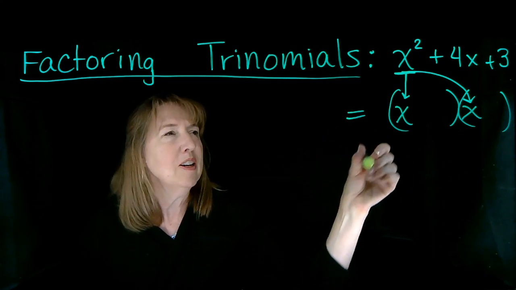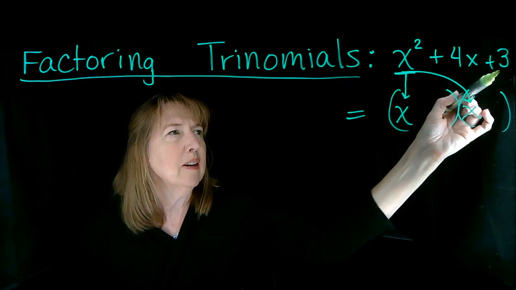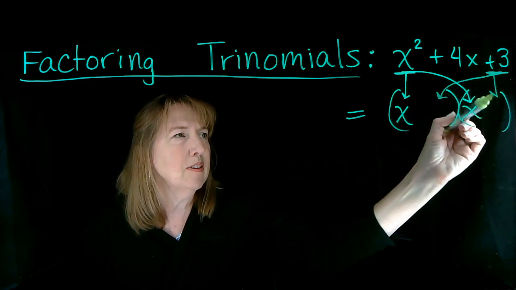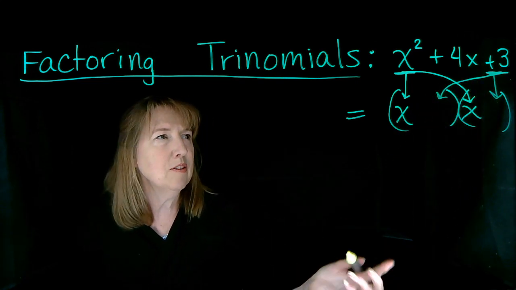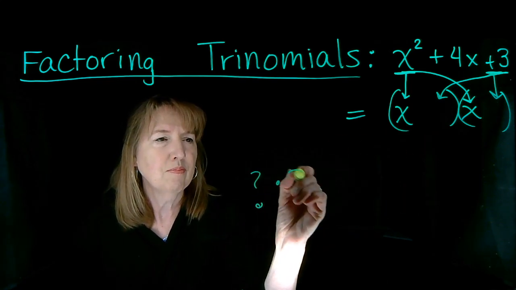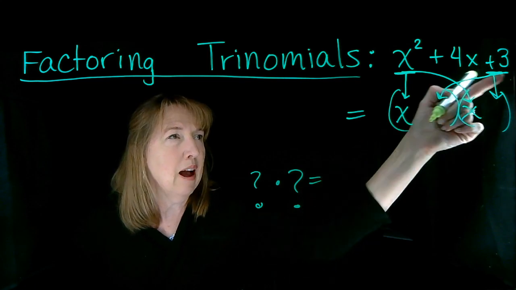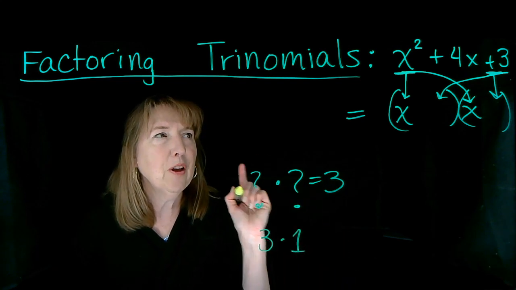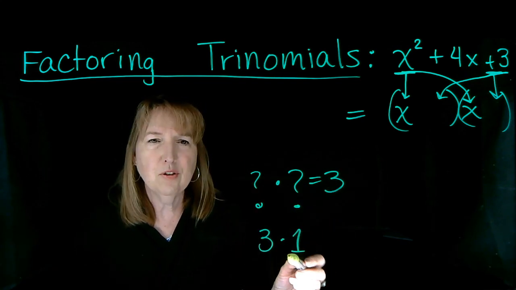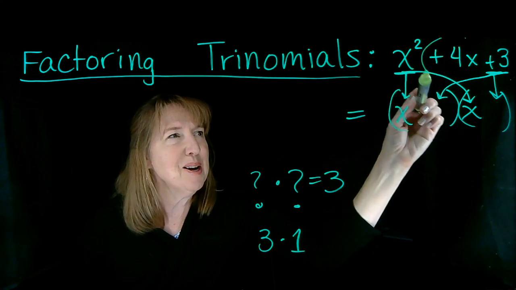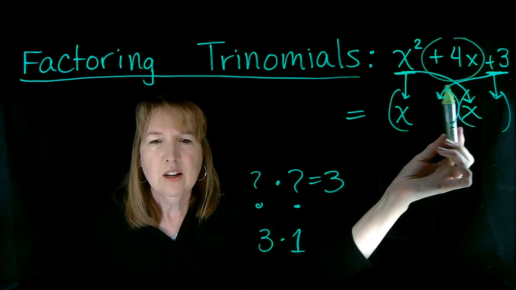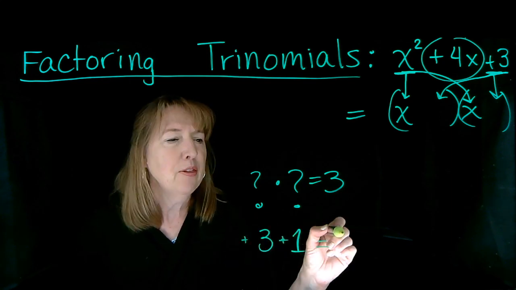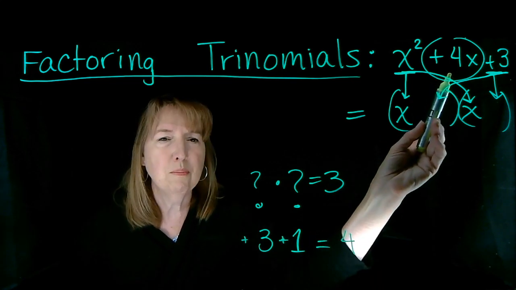The next step, though, is to kind of skip this middle term for a moment and come way down here to the last term and split that up. And this is what makes it a little tricky. The question is, what two numbers would multiply to make that last term? Well, 3 times 1, so that's pretty easy. But the question is, do these two numbers tend to add up to the middle term? Sometimes they won't. This one, luckily, if they were both positive, they would indeed add up to the middle term.